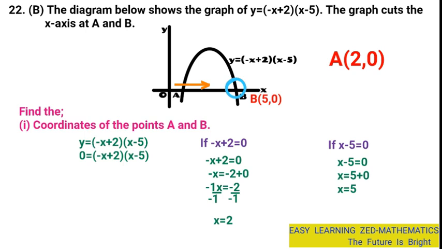So these were the coordinates for A and B respectively. If you have questions, you can ask in the comment section. Otherwise, these were the answers. Let's go to the next question, which is 22b.